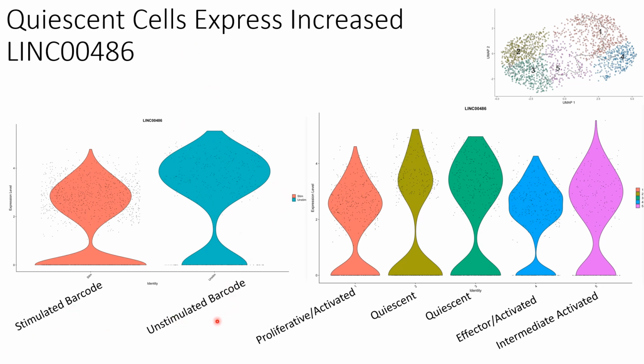If you look at different clusters, the ones that I've associated with activated phenotypes, the proliferative and the effector one, there's a noticeably reduced expression of that when compared to the quiescent and the intermediate phenotypes.